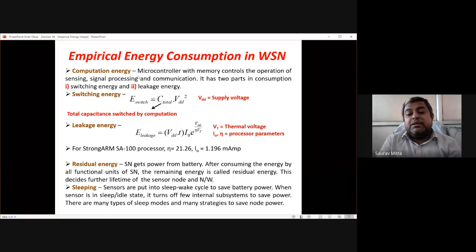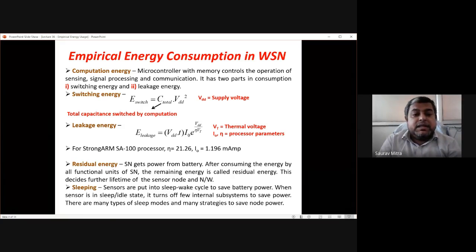For computing, how much energy is required? The microcontroller with memory controls the operation of sensing, signal processing and communication. It has mainly two parts in energy consumption: first is switching energy and second is leakage energy. Switching energy is between on and off, and leakage energy means some energy is wasted because of thermal voltages and other processing parameters. We have to find out how much that is.